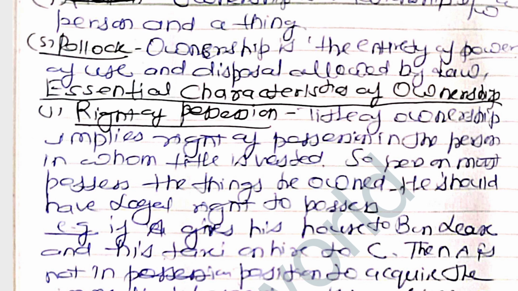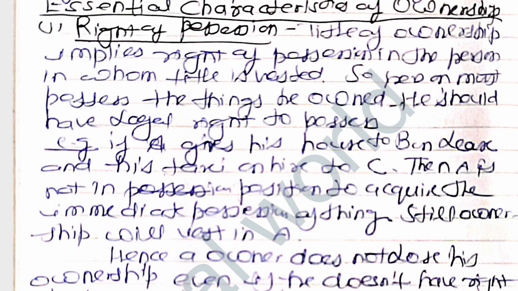On the basis of the above definitions, we can define certain characteristics of ownership. The first characteristic of ownership is the right of possession. Title of ownership implies the right of possession in the person in whom the title is vested. So the person must possess the thing he owns and he should have a legal right to the possession.